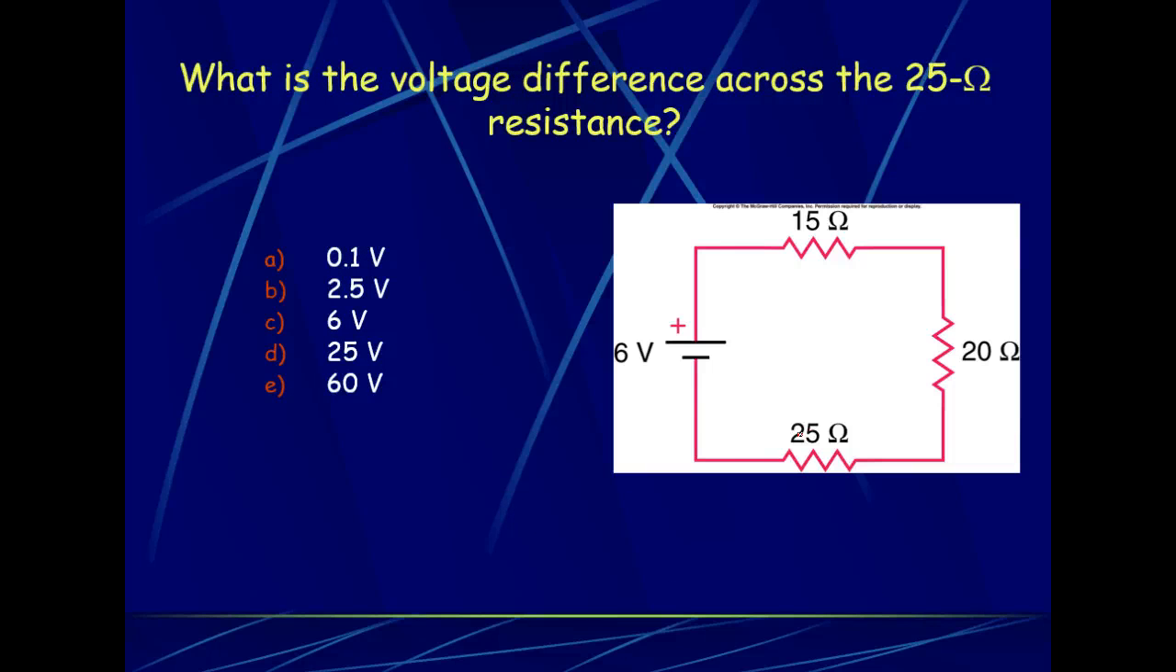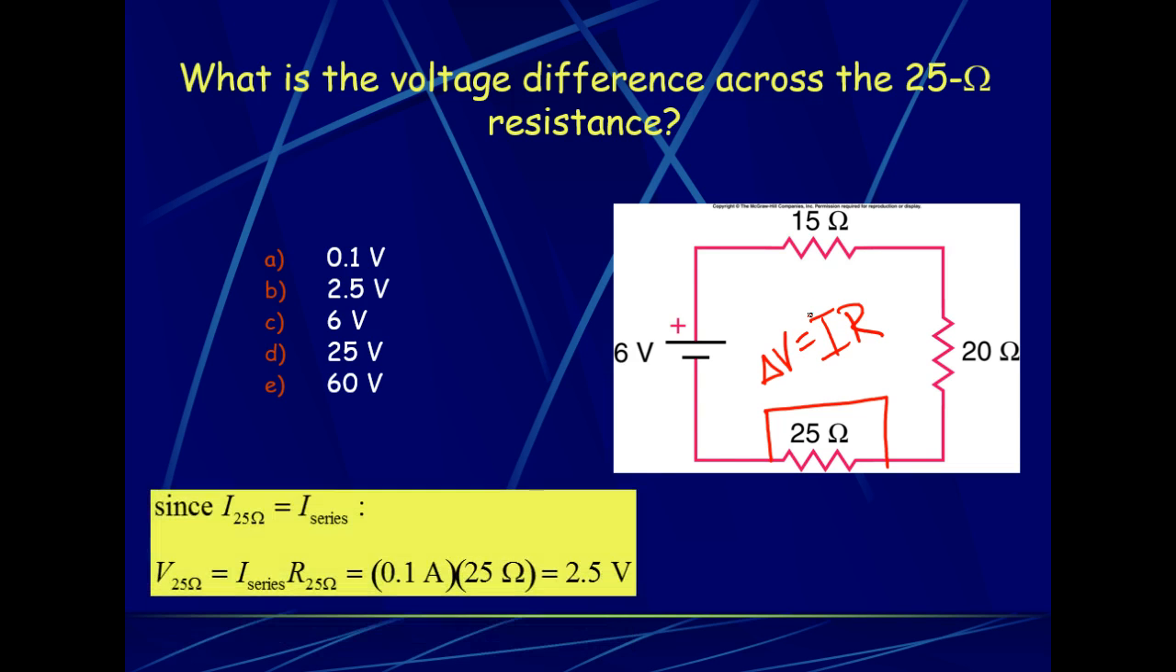If we're going to find the voltage difference across the 25 ohm resistor, we're going to use Ohm's law, delta V equals IR. Since I is 0.1, that means that the voltage drop is going to be 2.5 volts.